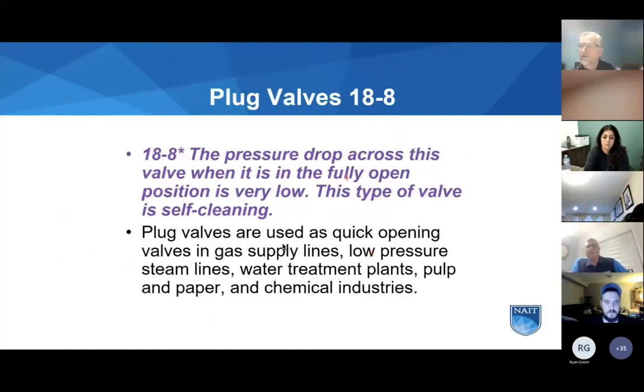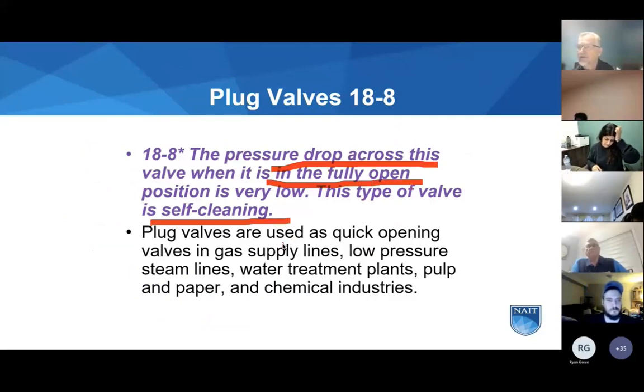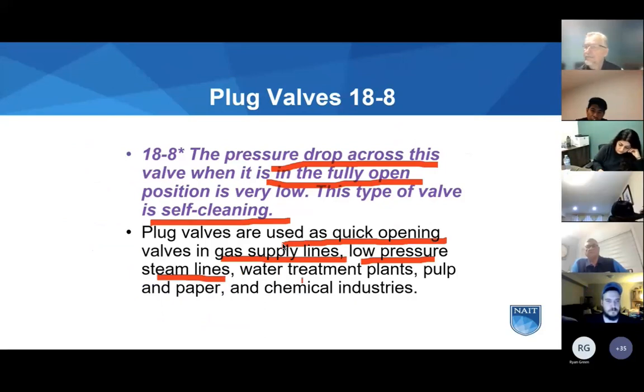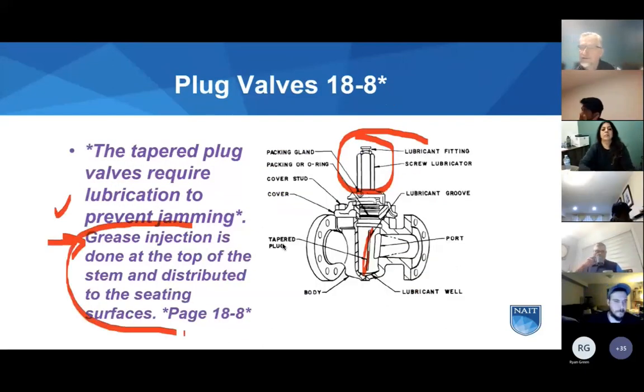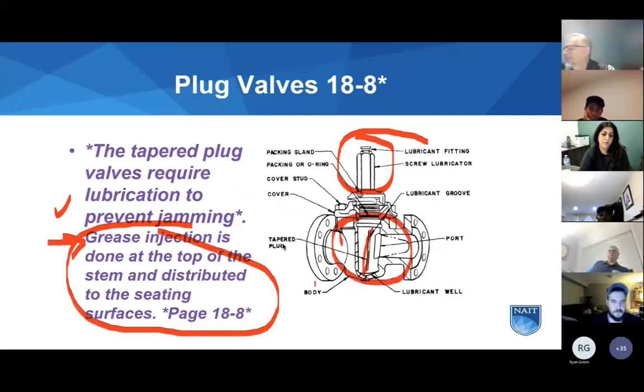side of the plug. Pressure drop across a plug valve is also very low and considered to be self-cleaning, used as quick opening valves for gas supply lines, low pressure steam lines, fairly popular in water treatment and chemical industry. So the big feature of this one is grease injection to lubricate that plug.